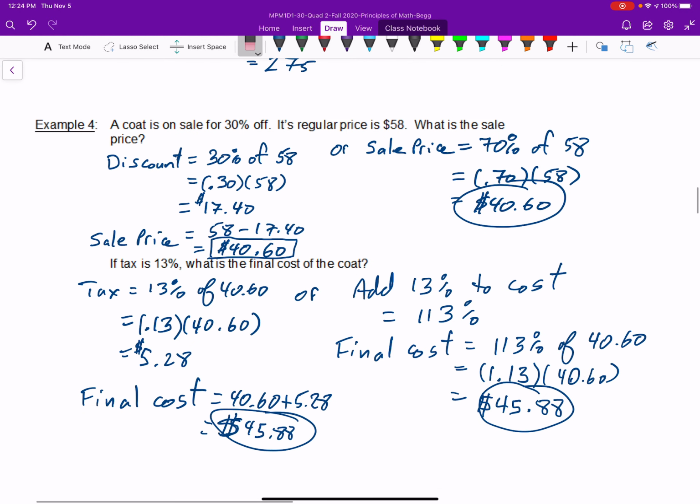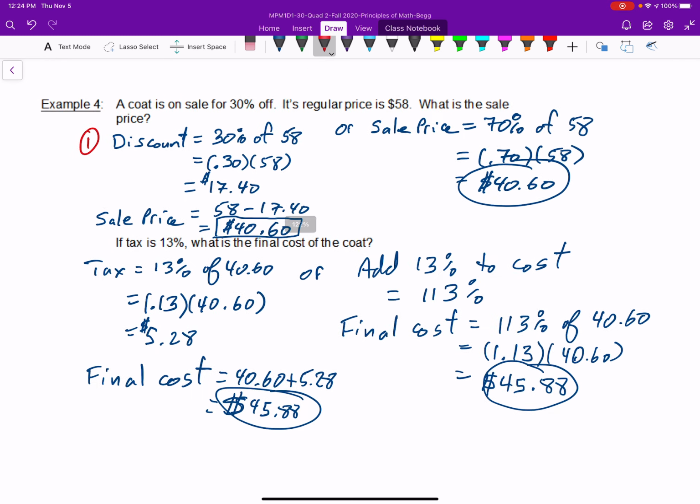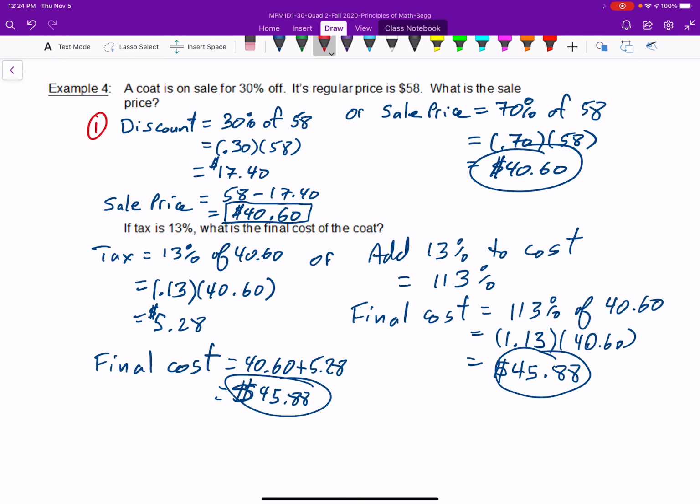Last example. A coat is on sale for 30% off. Its regular price is $58. What's the sale price? There's two ways of doing it. One way is I could find the discount, find out how much money is being taken off. So I could find 30% of 58. So 0.3 times 58, that gets me $17.40. So the sale price would be the $58 minus the $17.40 discount, and I'd get $40.60.